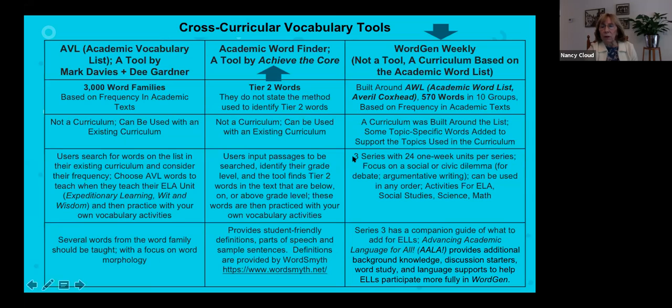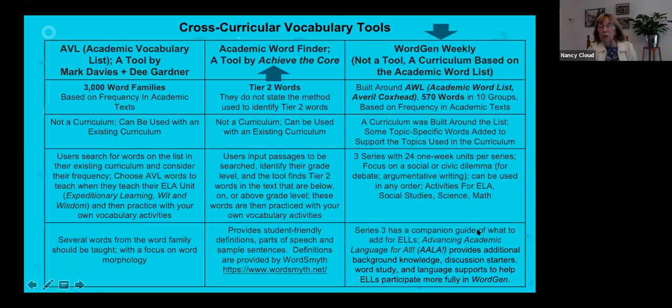There are 3 series with 24 one-week units per series. It focuses on a social or civic dilemma. And so they engage in oral debate and argumentative writing. And they offer you activities for ELA, social studies, science, and math. Those activities are just 15 to 20 minutes in length. But it's a little curriculum that you have to find time for in your ELA program.